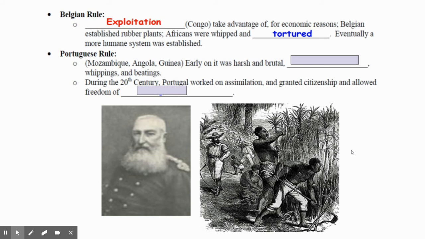The Portuguese ruled places like Mozambique, Angola, Guinea. Early on, it was harsh and brutal with forced labor and whippings and beatings, much like the Belgians. During the 20th century, Portugal worked on assimilation like the French, and they granted citizenship, and they eventually allowed for freedom of religion. And this allows some of our people of the continent to continue some of their old traditions.